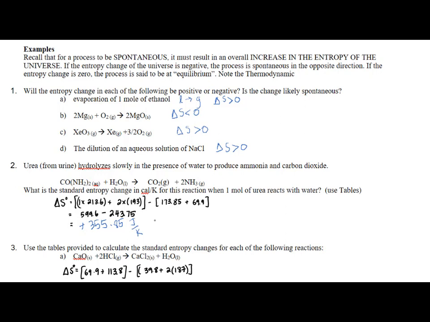Remembering that when you're dealing with entropy, it's often a smaller value relative to our delta H values. The question also asks us to convert this to calories per Kelvin, and 1 calorie is equal to 4.18 joules. So to do that, we need to divide by 4.18, and we will have 85.1 calories per Kelvin.